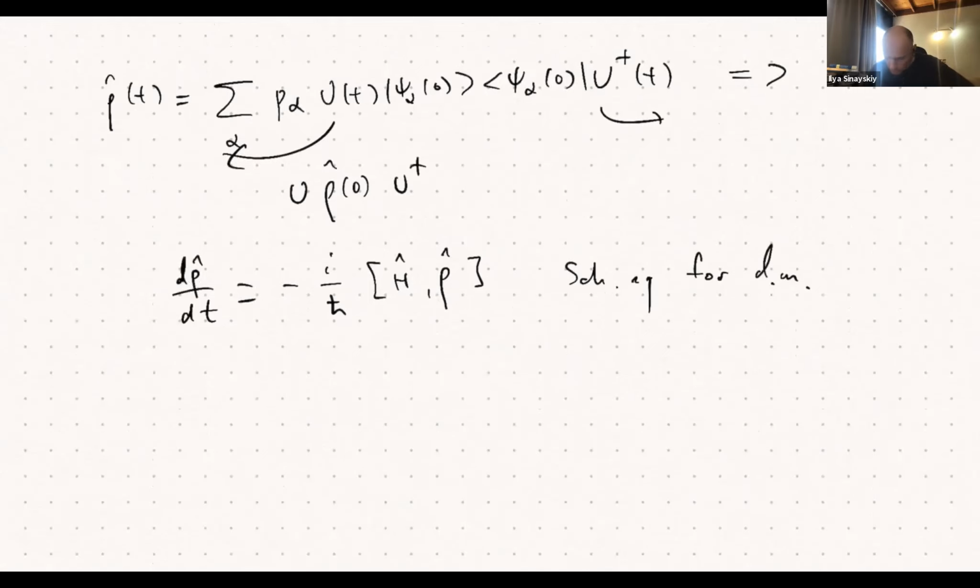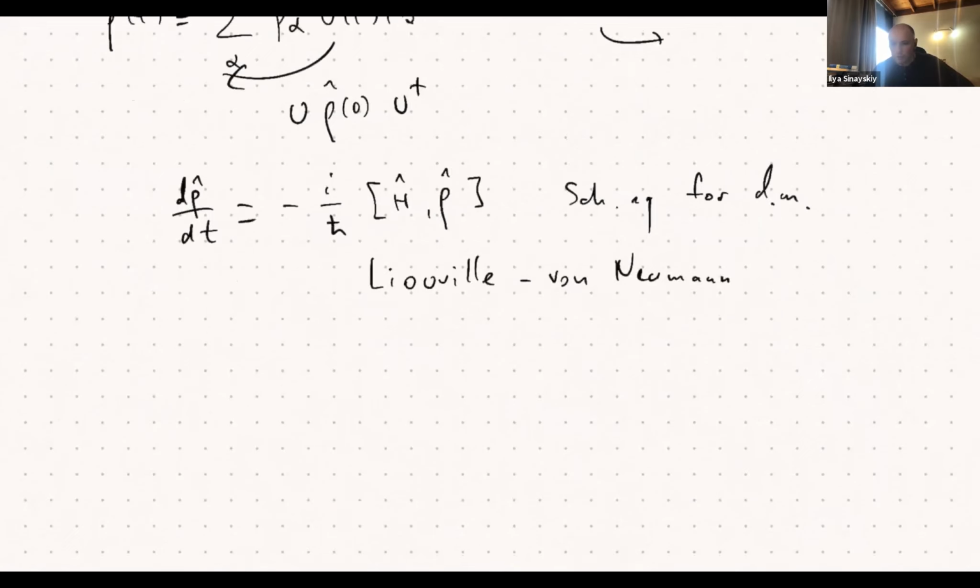Okay, so this is called Liouville von Neumann. And the only thing which I'm thinking about information is related to the phases, because the wave functions are defined up to the phase, but this global phase becomes completely irrelevant for the density matrices. That's the only thing. Okay, so this is the Liouville von Neumann equation.